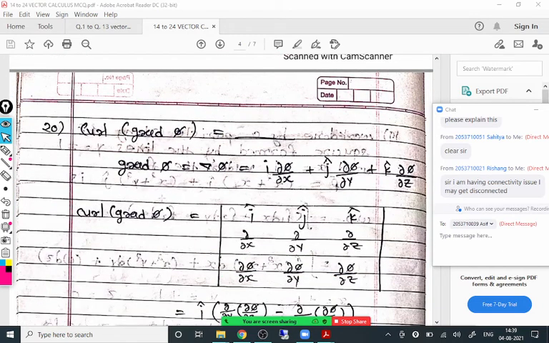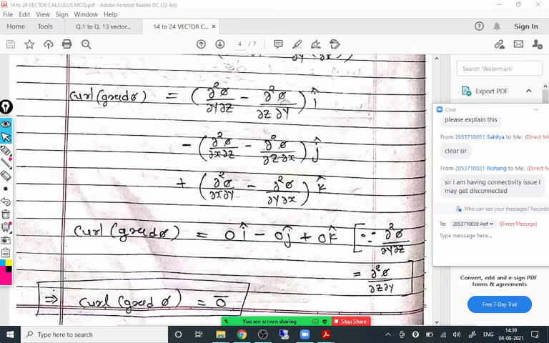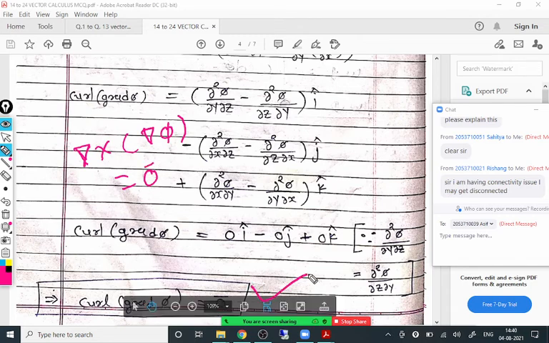20th, curl of grad phi, del cross del phi. The question is to find del cross del phi. Okay, del cross del phi is 0, as you observed, and that is coming as a 0 vector. This is a 0 vector, correct? Good. Step by step calculation is completed, Neil.